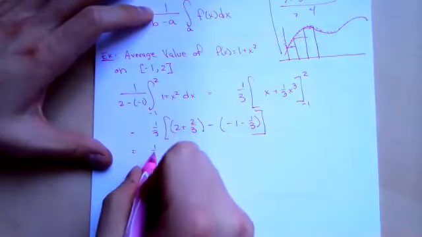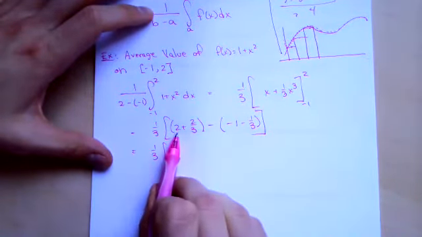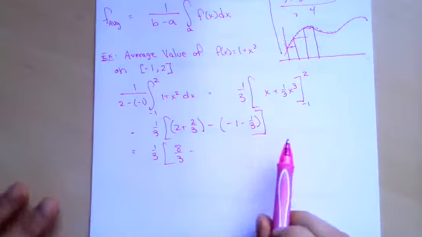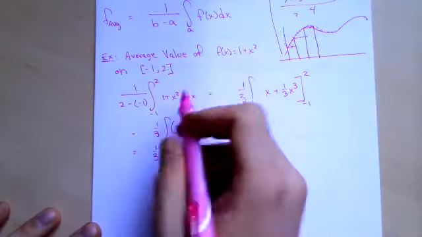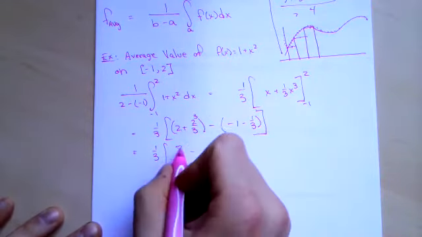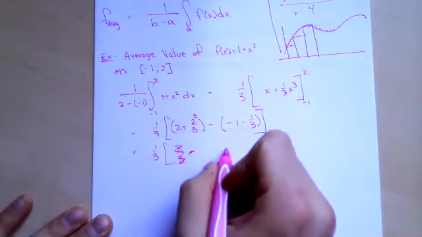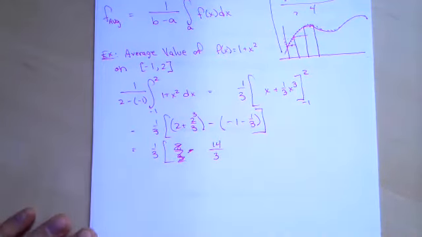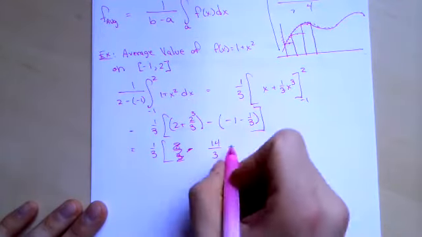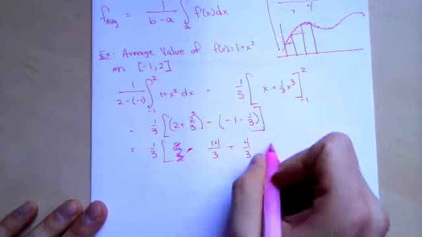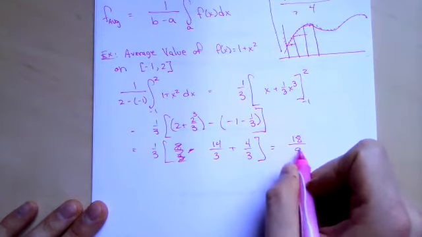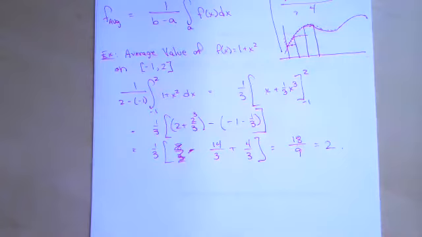So what do we get? 2/3 is 6/3, plus 8/3 gives me 14/3. Minus, so -1 is 3/3, it's minus -4/3. Minus minus gives me plus 4/3. So it looks like we are getting 18/9, just 2.